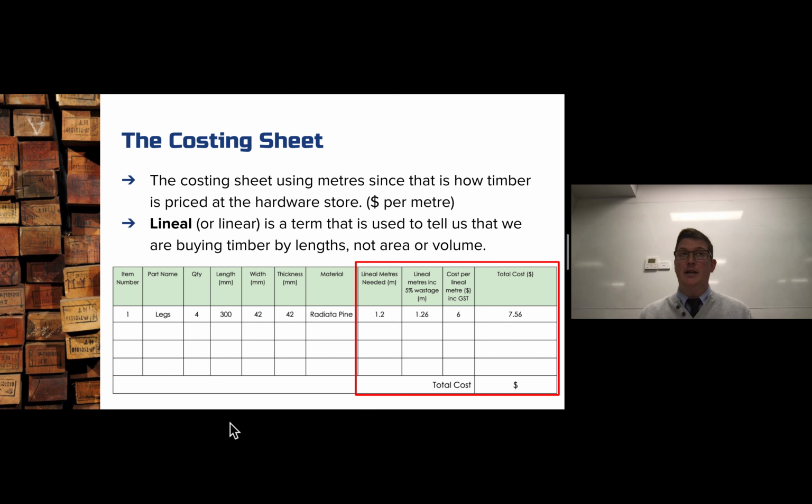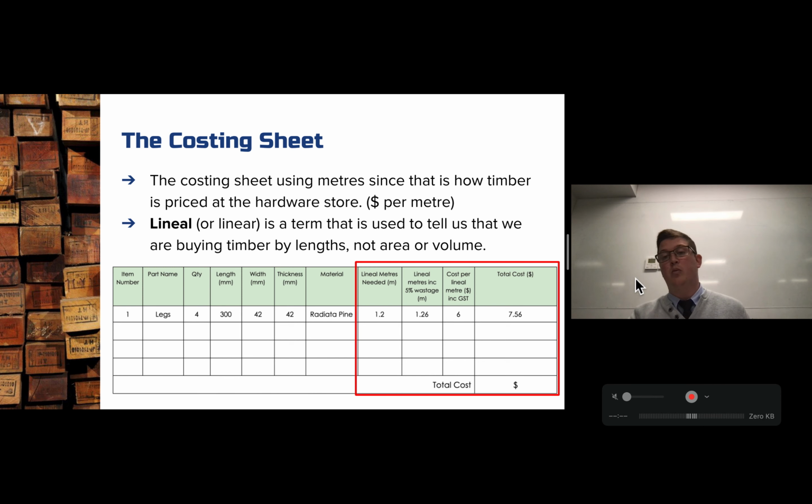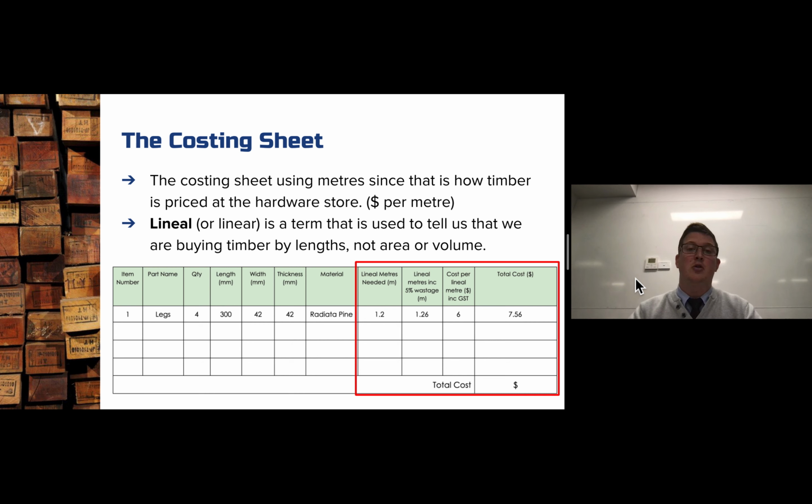Now, when I go to Bunnings, they sell me timber by the metre, so it might be $4 per metre. What we need to do here is, on the left-hand side, we calculate it in millimetres because that's how we work in woodworking. And then we convert it in our first column into metres. And then we can work out how much it's going to cost in total for our project. Okay? So lineal metres just reminds us we're buying timber by the metre, not by area, not by volume. Okay?